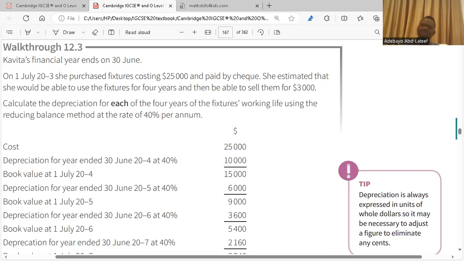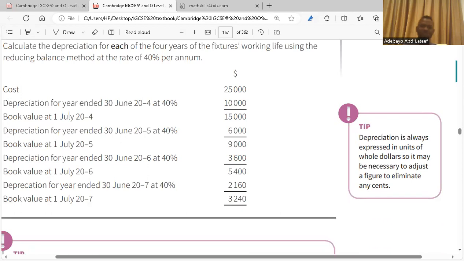So the cost of depreciation is 25,000. The book value will be what? 25,000 minus 3,000, multiplied by 40%. That's 10,000. So 25,000 minus 10,000 gives us 15,000. Now we start again. 40% of 15,000, we start again. So for depreciating, you minus the residual value first, 25,000 minus 3,000, and then take 40% of it.